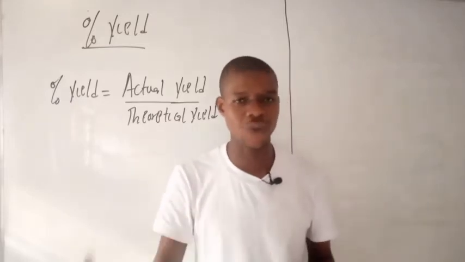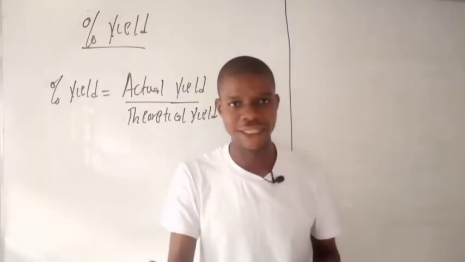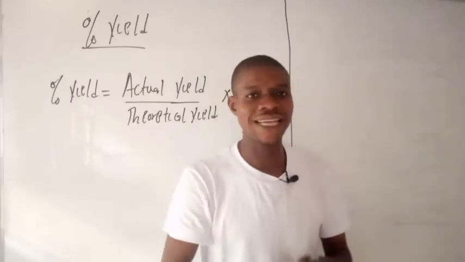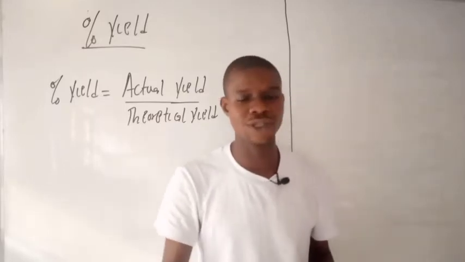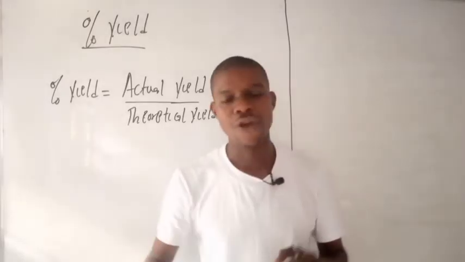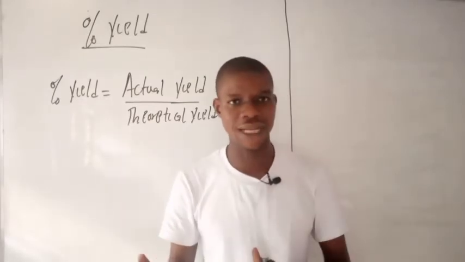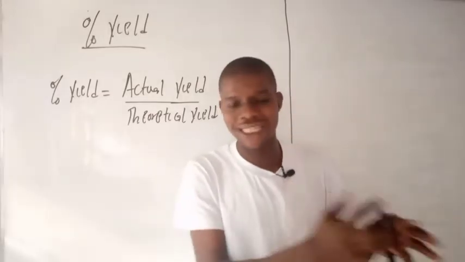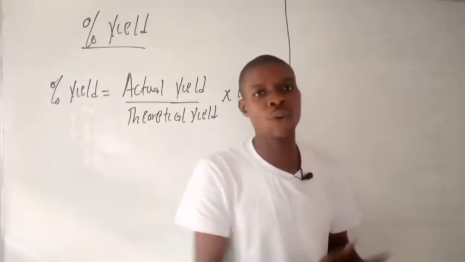So now, what is the actual yield? Actual yield is the actual amount of the product you get in that reaction. Then theoretical yield is the expected amount, or the maximum amount of the product you are going to get when all the limiting reactant is converted to product. Now we understand that when the chemical reaction takes place, not all the limiting reactant will be converted. Do you get that? So theoretical yield is the maximum amount of the product you get when all of the limiting reactant is converted to product.